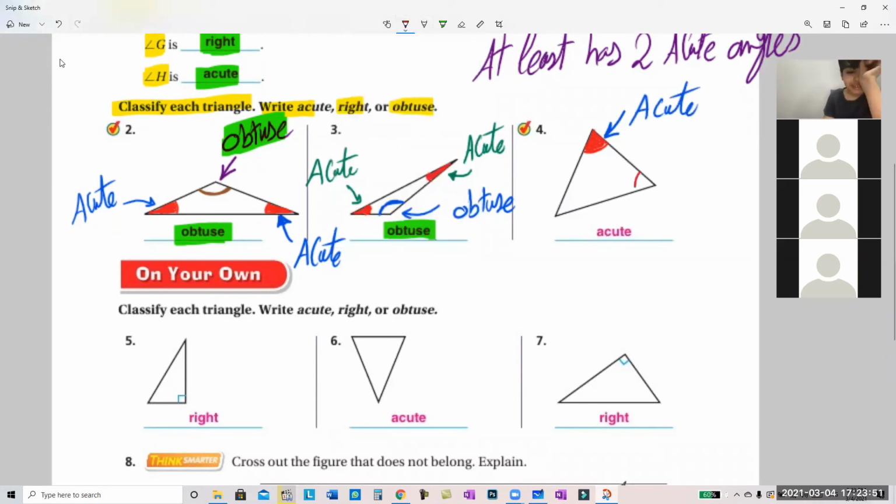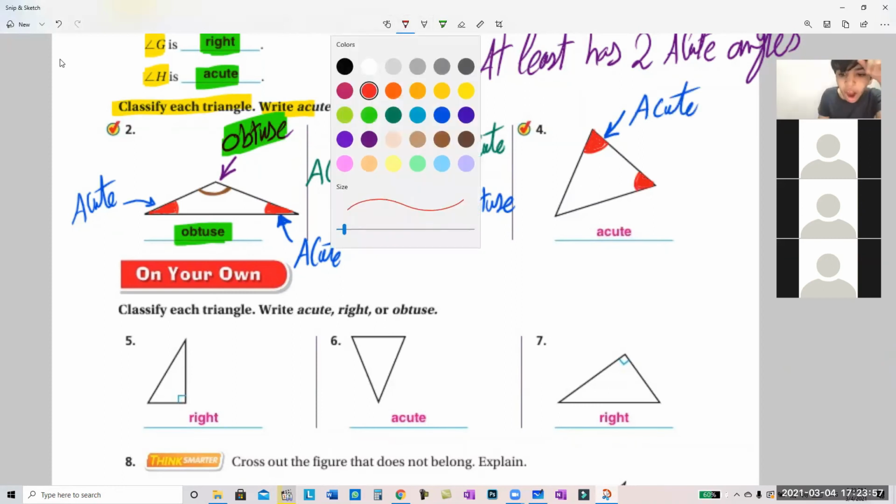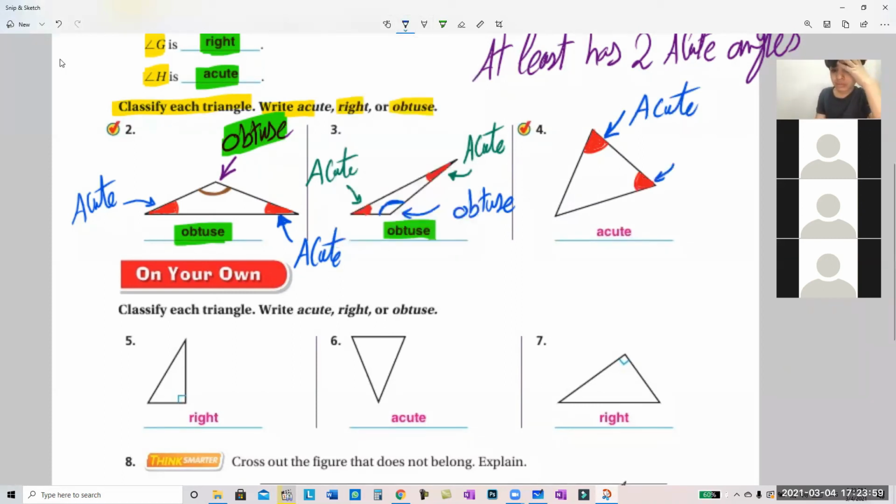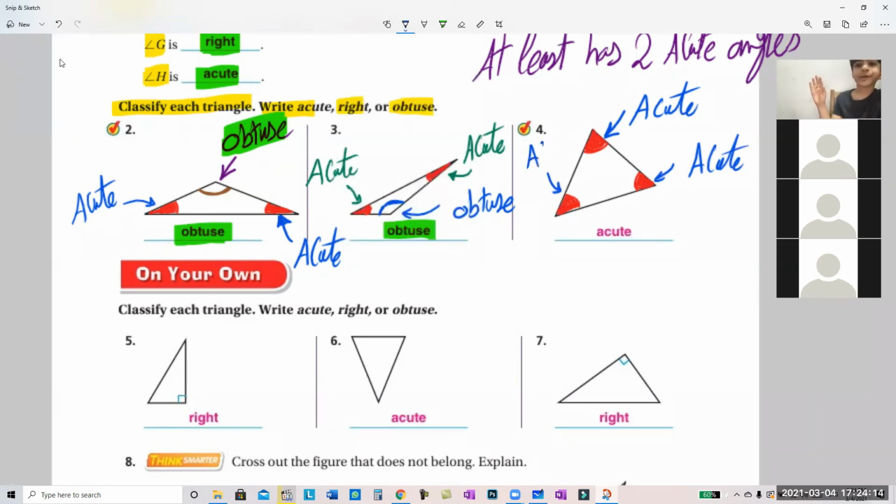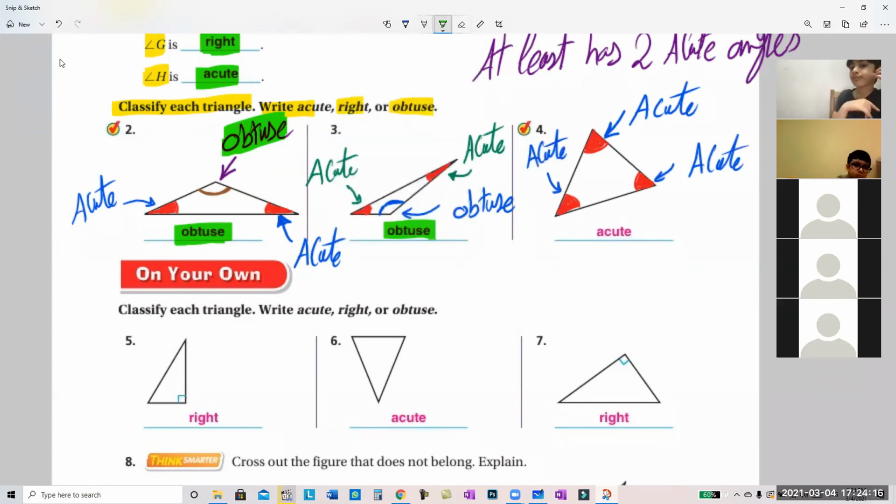The next one, this one. Acute. It will be acute again. Okay, and the last one. Also acute. Yeah, so we have 3 acute angles in one triangle. So this triangle is called, what is the type of it? Acute triangle. Great. So it will be an acute triangle. Thank you so much, my dear.